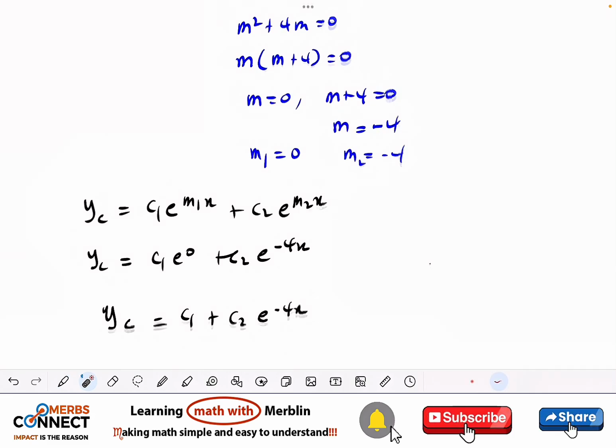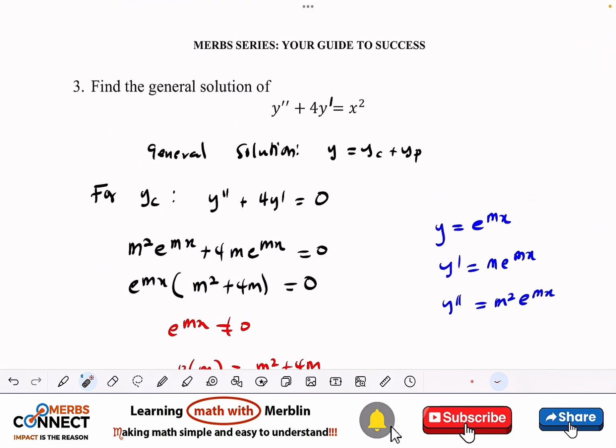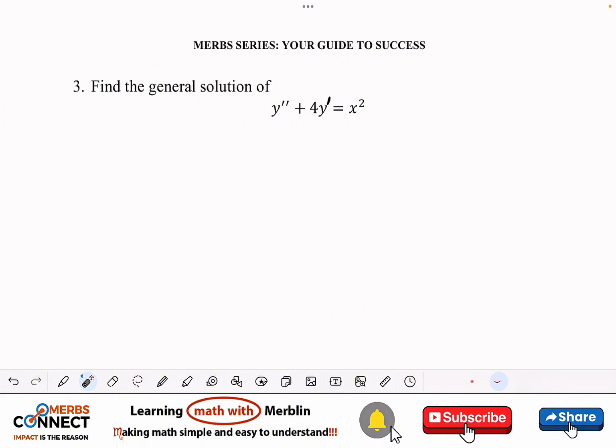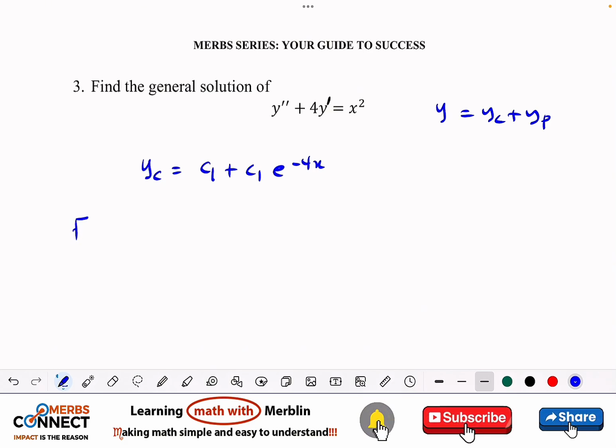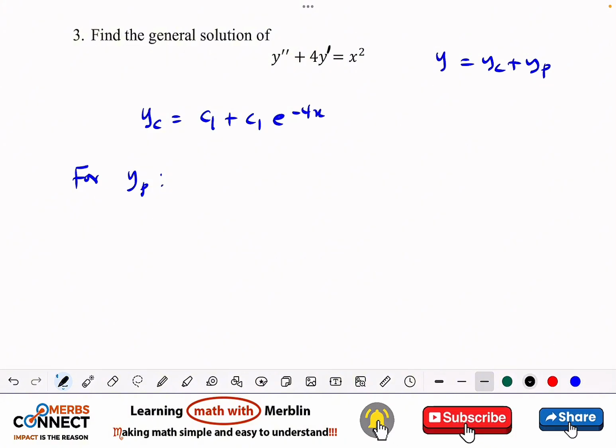Nice. So now that you've gotten the complementary solution, let me show you how you are going to get the particular solution. So now we saw that the complementary solution is equal to c1 plus c2 e to the power minus 4x. And we know that the general solution is complementary plus particular solution. So now let's try and figure out the particular solution. As I said, we need to first guess the particular solution. This is x squared. So we are going to have a0 plus a1x plus a2x squared.